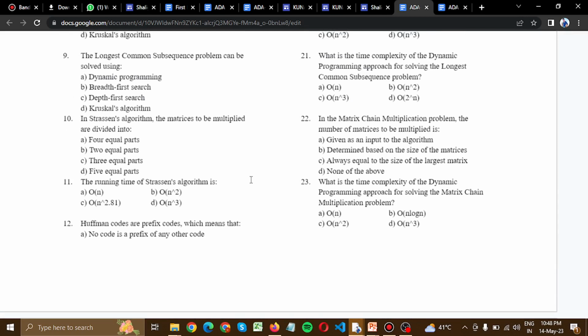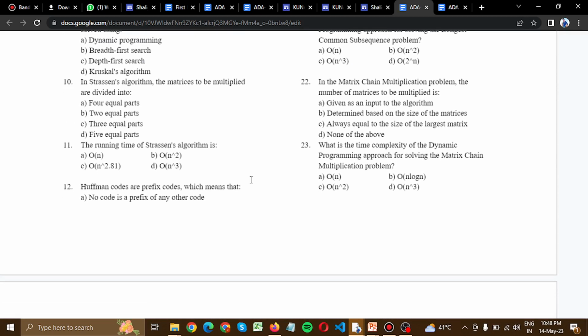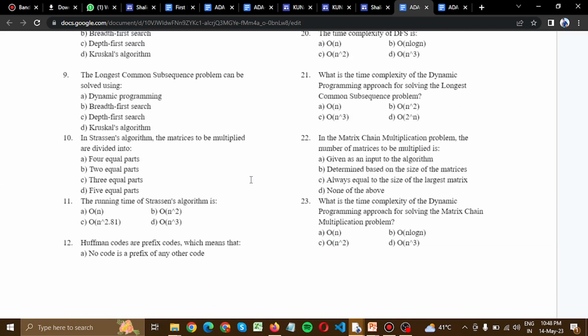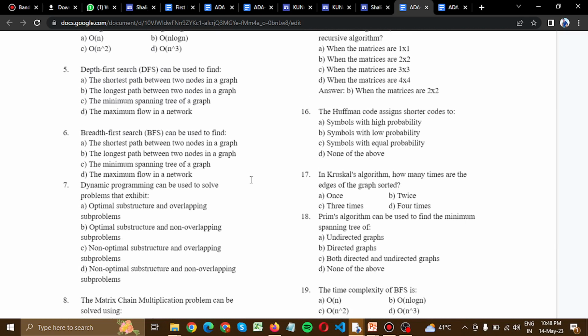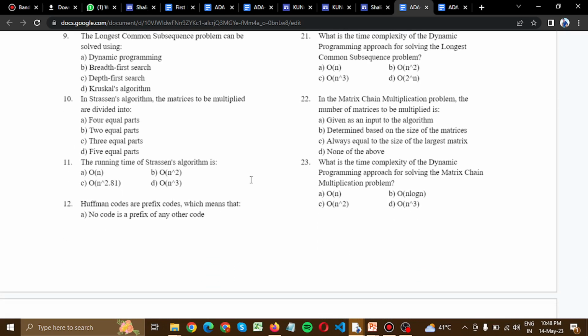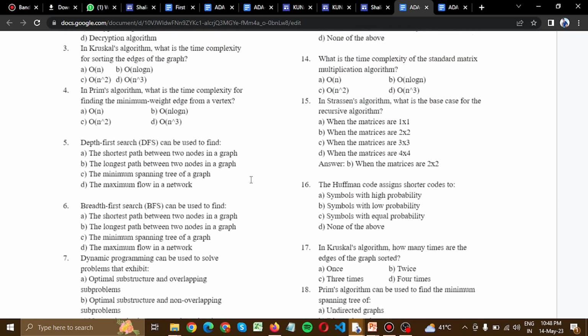Now next question 12. Huffman's codes are prefix codes, which means that. So the answer is A. That is, no code is a prefix of any other code.